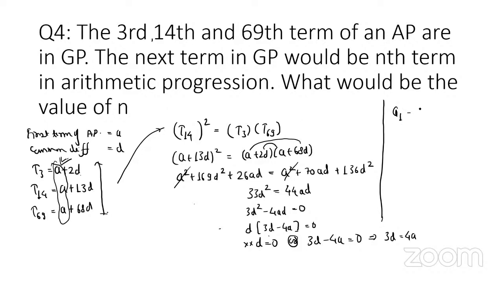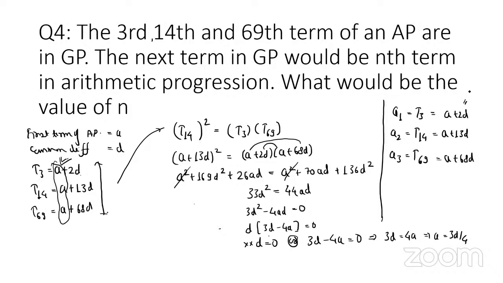The first term of GP is T3. The second term of GP is T14. And the third term of the GP is T69, right? The first term T3 is basically a plus 2d. The 14th term is a plus 13d, which we already found, and this is a plus 68d. Now, if you put the value of a with respect to d, which looks easier here, we can say that a is equal to 3d by 4.